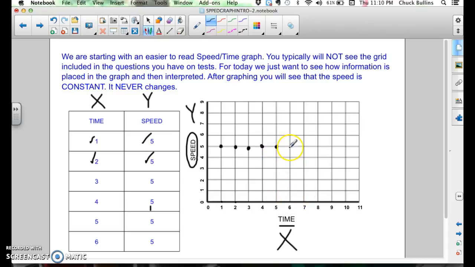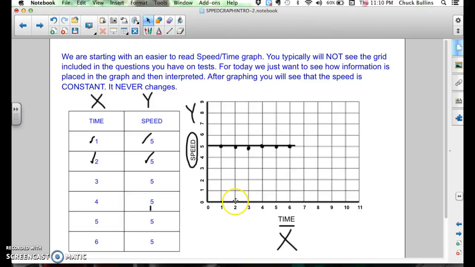And at 6, the object is still at 5. Now I can take a line and connect all my dots and go across. Now, what is this actually saying? Well, this is saying that someone took an object and decided they wanted to measure the speed of that object. And at 1 minute, the object was going 5 miles an hour.